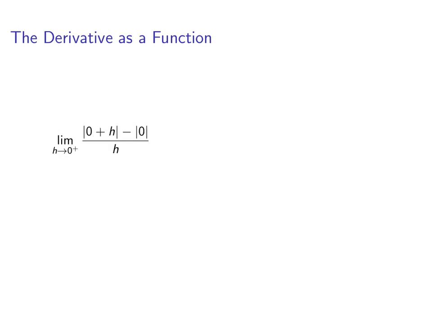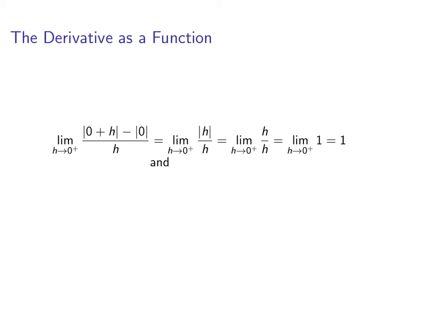So the right hand limit, we end up with an absolute value of h over h. Since it's a right hand limit, we can remove the absolute value because the values of h that we're interested in are positive. So we get a limit of 1.